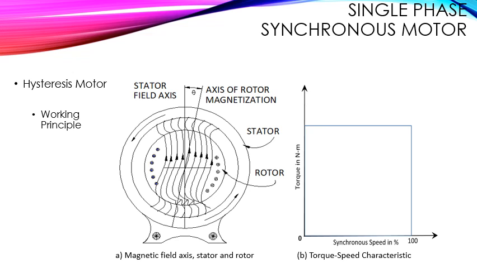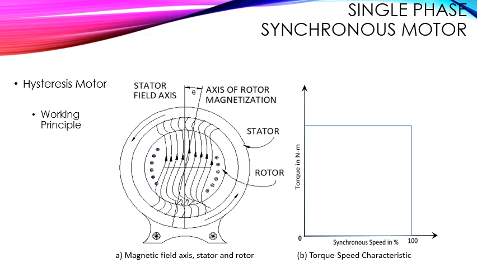Now we'll see the working principle of the hysteresis motor. The operation of the hysteresis motor depends upon the hysteresis effect, due to which the magnetic field or magnetization lags behind the magnetizing force. So what is the working principle used here? It is the hysteresis effect, which causes the magnetization to lag behind the magnetizing force. When single phase AC supply is given to the motor, a revolving field is developed which rotates at synchronous speed.